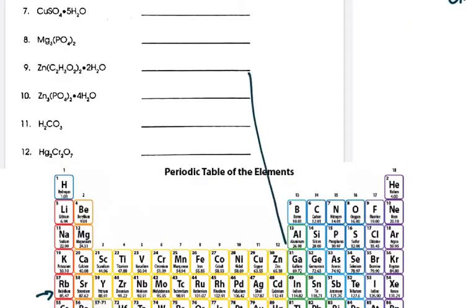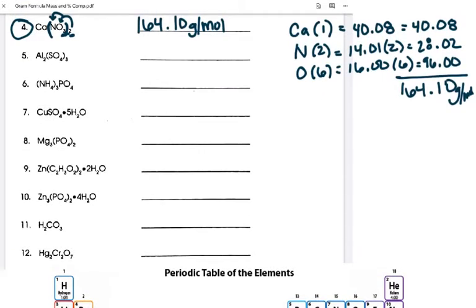So you'll be adding up all elements within the compound. I wanted to do one of these, so I'll do number 7 that has that multiplication sign in the middle. Basically what that means is this is copper sulfate. I have 1 copper sulfate, and for every 1 copper sulfate, I have 5 water molecules. So the counting is what's going to be important there.